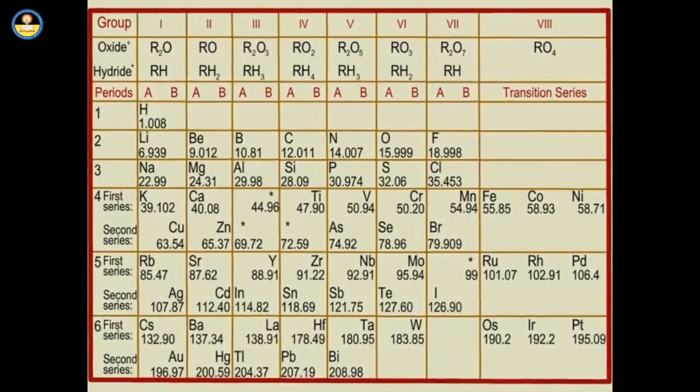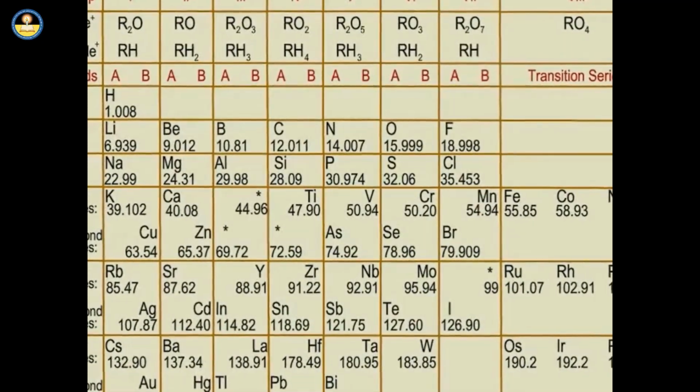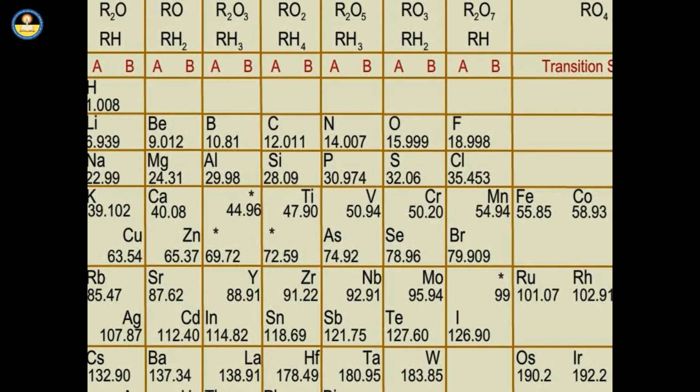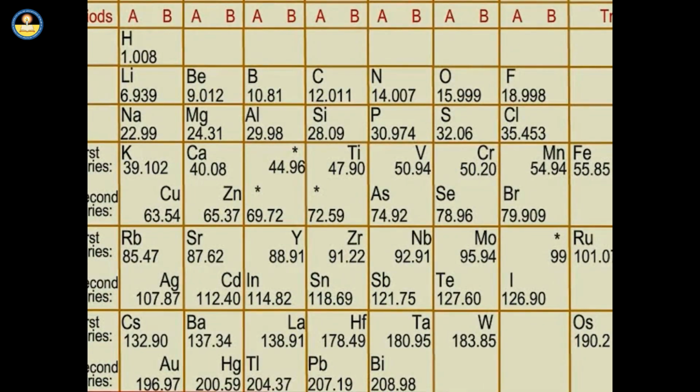A periodic table may be defined as an arrangement or chart which classifies all the known elements on the basis of their properties in such a way that the elements with similar properties are placed in the same vertical column and dissimilar elements are separated from one another.